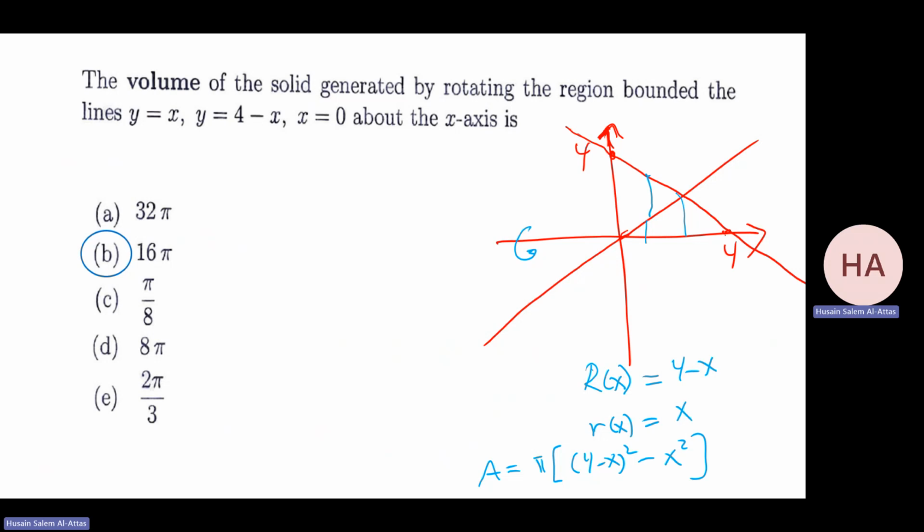And from where to where? Yeah, this is 0. I need to find this point. How to find it? Just equate them. x equals 4 minus x. So it means 2x equals 4. So x equals 2. So this point is 2.